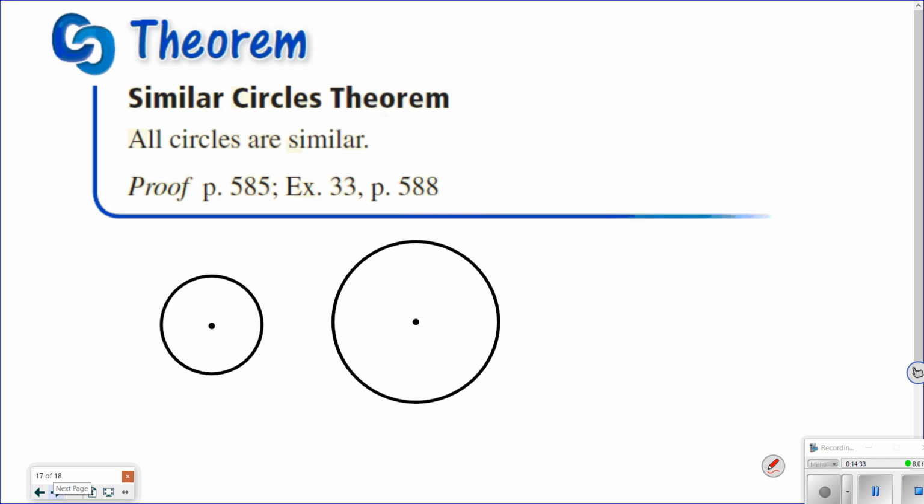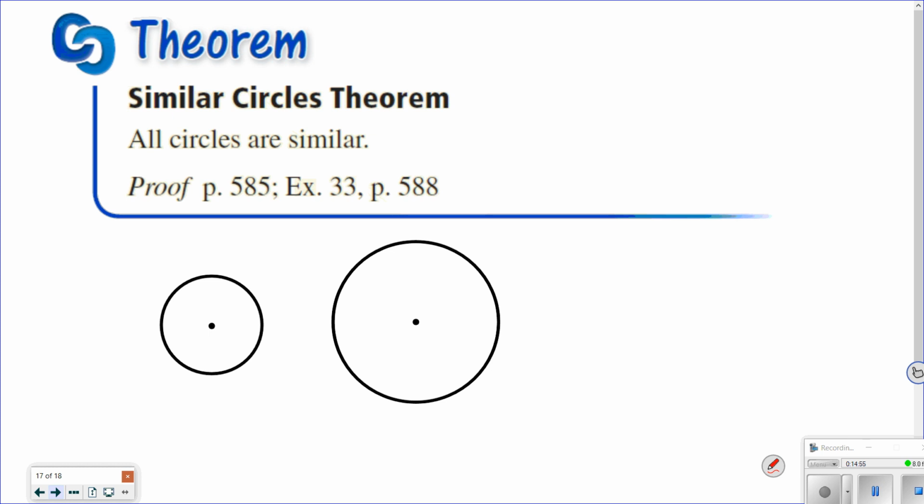Okay, this is the last theorem. It's really simple. It says all circles are similar. I think we can think about how we can prove that. If you remember back in chapter 8, we said to prove two figures are similar, we can show through a series of rigid transformations and a dilation.